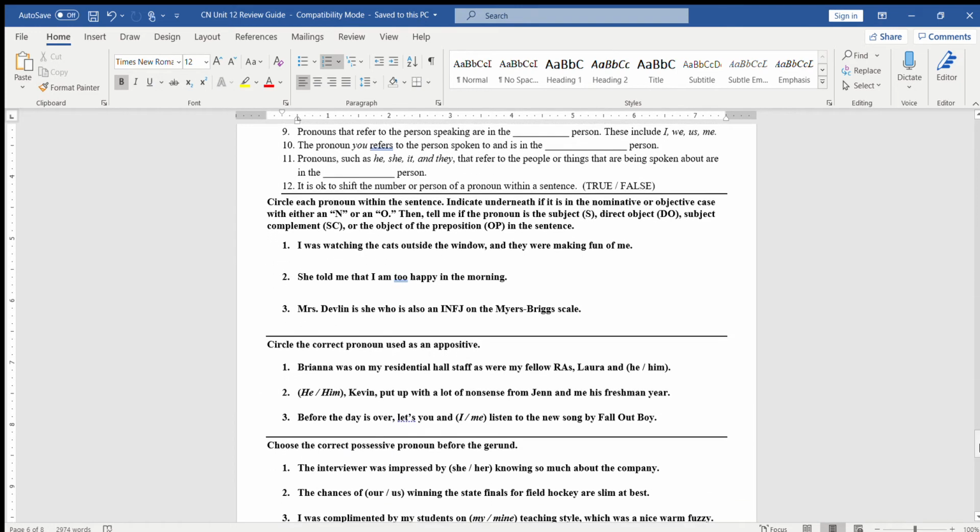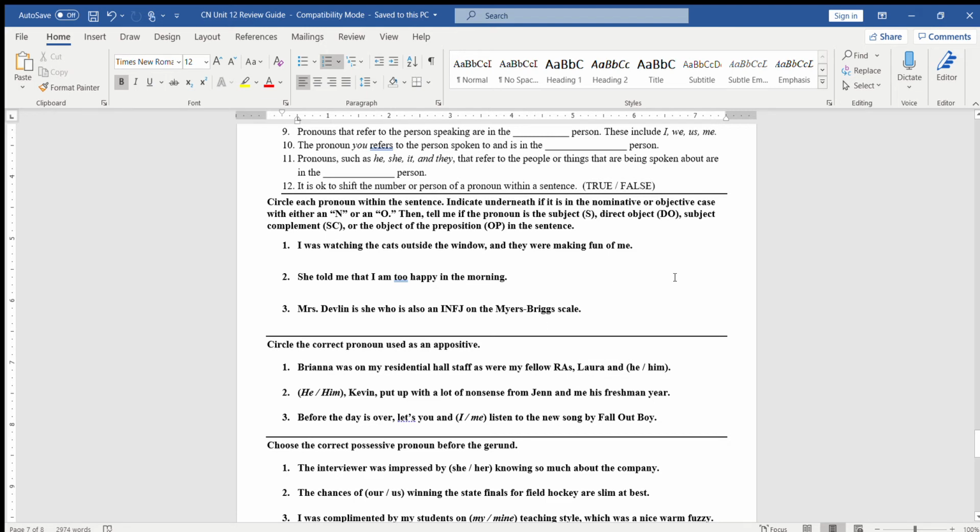This top part, your guys' favorite. Remember, you had to circle the pronoun within the sentence, then tell me the case, and then tell me the function. Remember, a pronoun is a word that takes the place of a noun. So instead of saying the same person's name over and over again, you can say he or him, she, they, we, I, you, me, us, it, etc. I will tell you that the sentences have more than one pronoun per sentence, except number 3. Number 3 only has one.